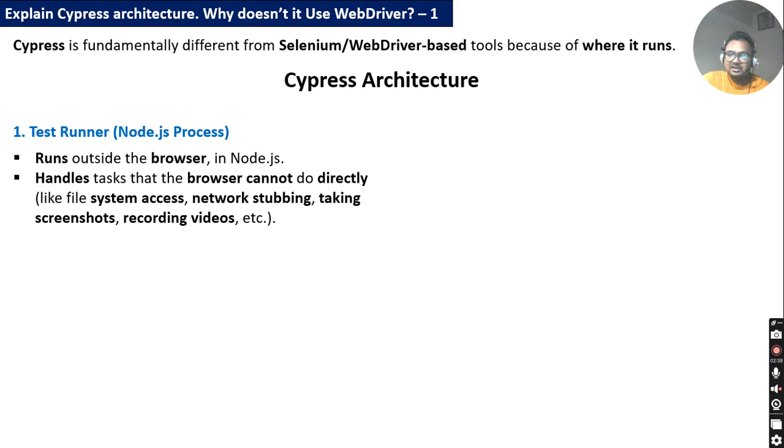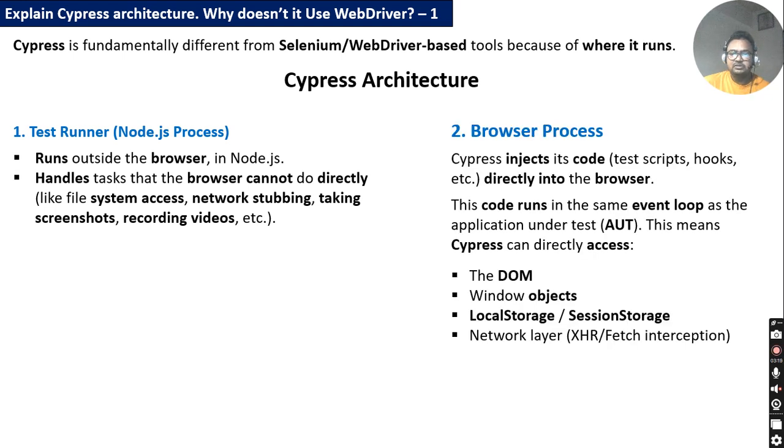So the first component is a test runner, which is a Node.js process that runs outside of the browser. It handles tasks that the browser cannot do directly, like system access, network stubbing, taking screenshots, recording videos. For those kinds of tasks, it requires the test runner, and it does its job separately. That is one of the crucial things and one of the key components of the Cypress architecture. So always remember test runner, which is a Node.js process.